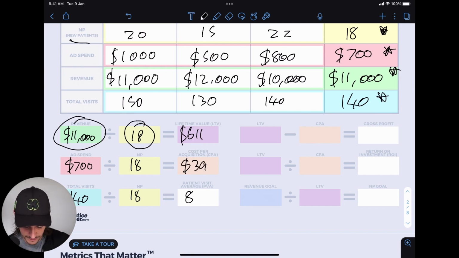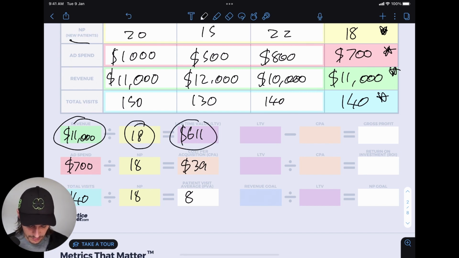Otherwise known as your lifetime value, your LTV, okay? Or you can call it whatever you want, but I call it the lifetime value or client value. And what that says is that over the 3-month lifetime of that client, we make, on average, $611. You might say, well, James, some clients spend $5,000, some spend $10. Exactly. This is an average.